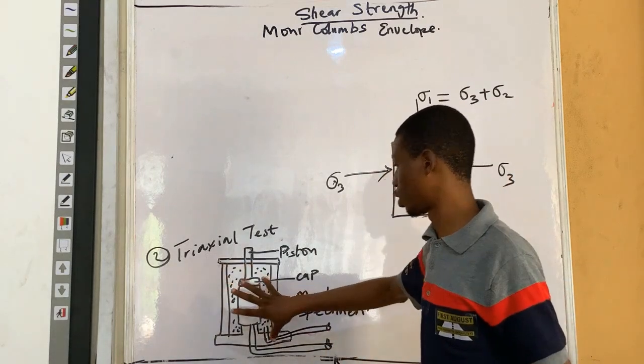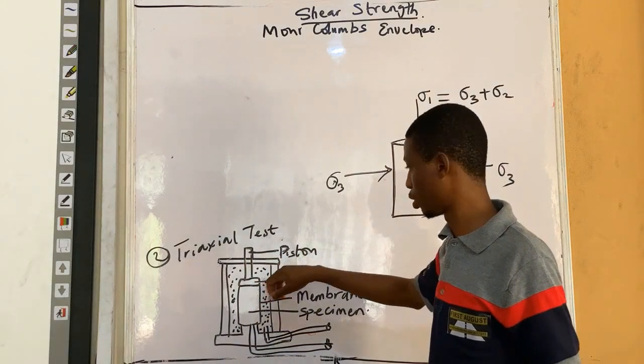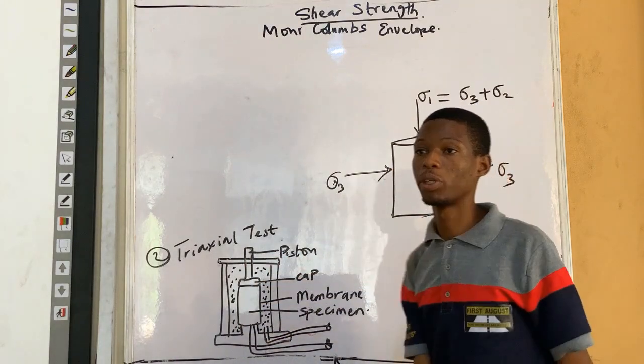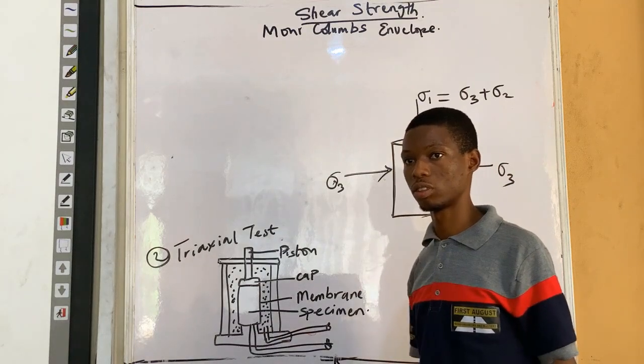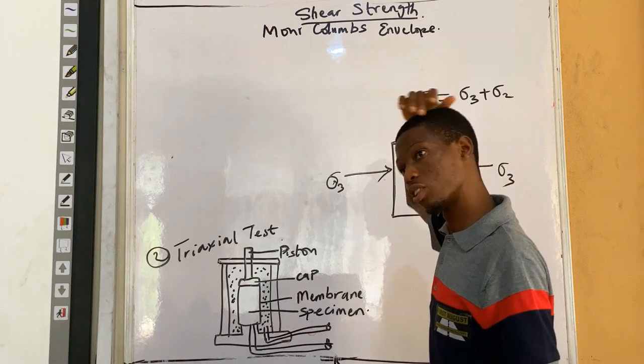So from this Kaiser diagram, this one is our sigma 1. Sigma 3 is the cell pressure, the confining pressure the material is operating under. And sigma 1 is the normal stress.